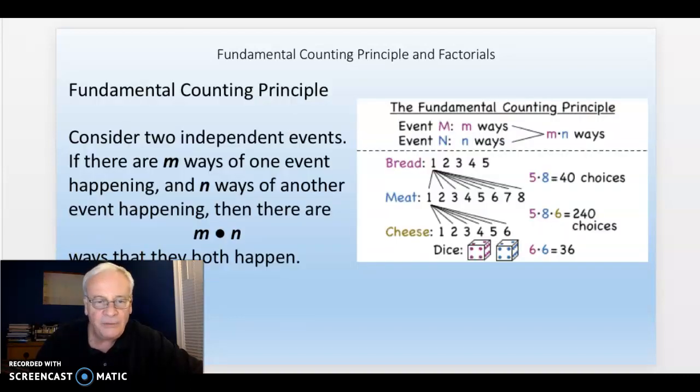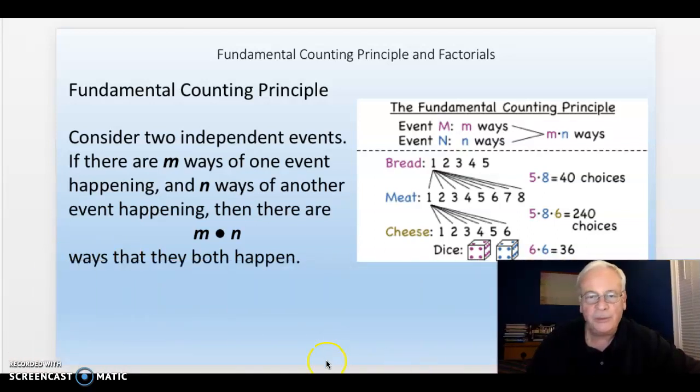Guys, the first one is called the fundamental counting principle. I'm going to read it to you, though I think the examples are simpler. If you think about two independent events, we're not talking about probability here, we're just counting how many events. If there are m ways for one event to happen and n ways for some other event to happen, then there are m times n ways they can both happen.